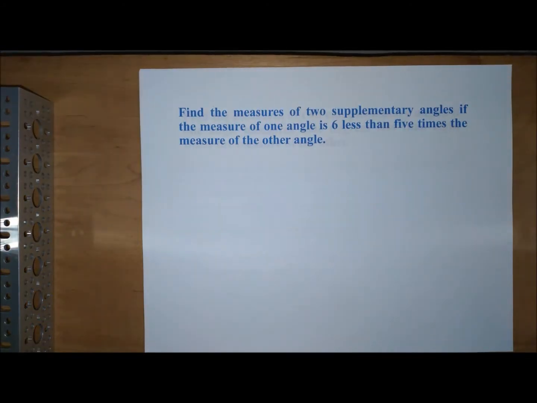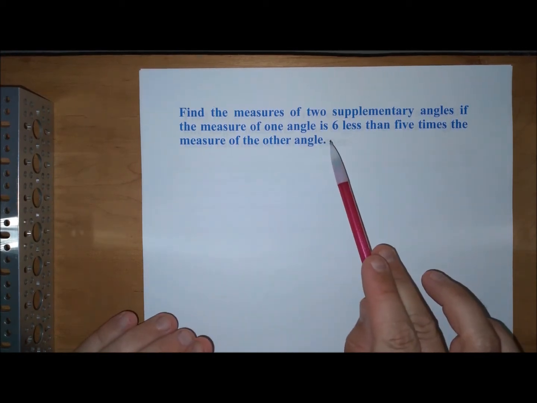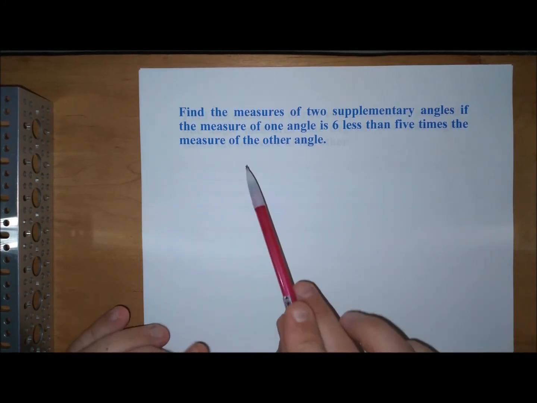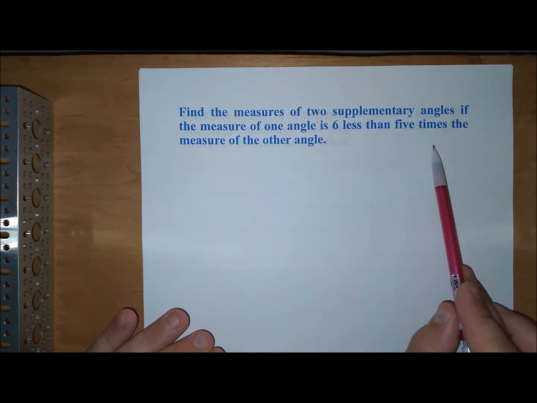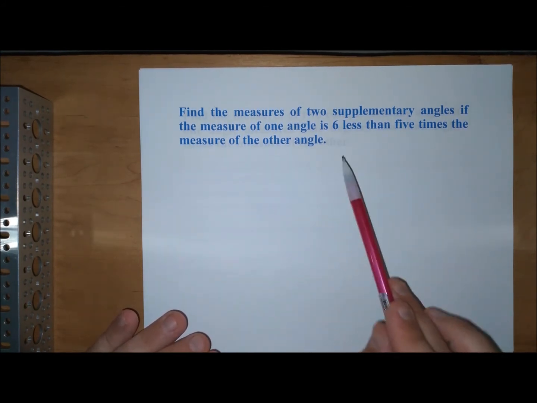Oh my goodness, I love this problem. This is a good problem. Find the measures of two supplementary angles if the measure of one angle is 6 less than 5 times the measure of the other angle. What? Holy cow, that's a lot of words. And what does it all mean? Let's read that one more time. I want us to find the measures of two supplementary angles if the measure of one angle is 6 less than 5 times the measure of the other angle.